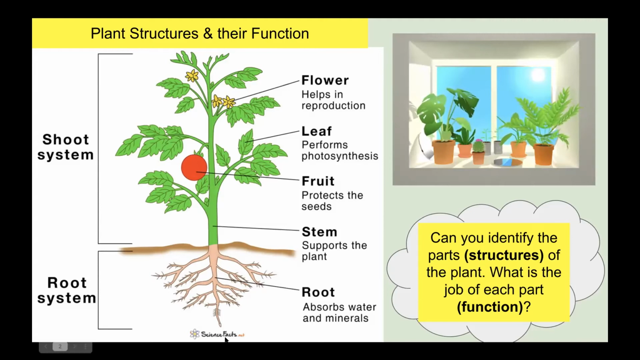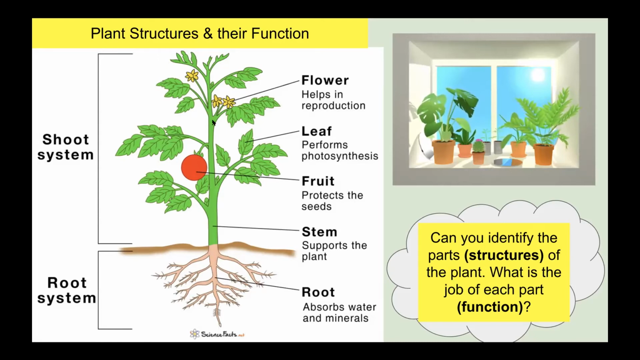So we're gonna start with the root system first, and the roots are very important because they absorb water and other nutrients from the ground. But they are also helping to anchor that plant in place so that it doesn't get blown away by the wind or so that it doesn't get washed away by water. So it's an anchor, and it also takes in water and nutrients.